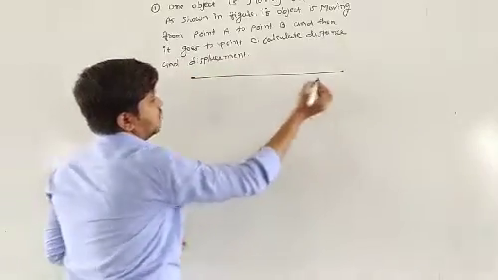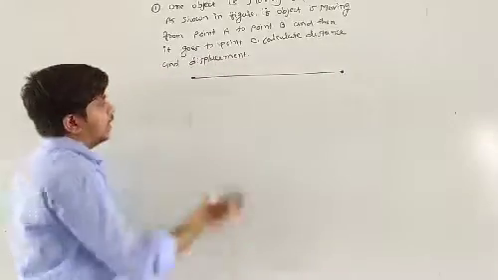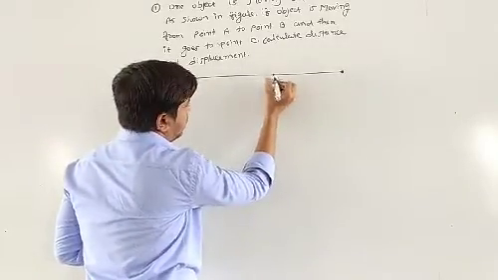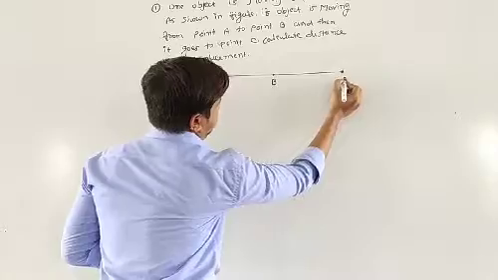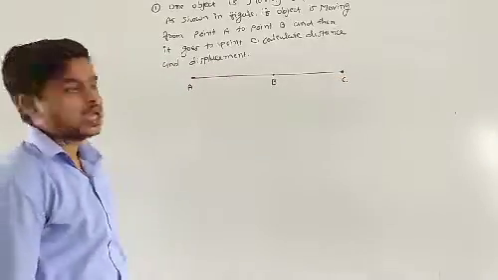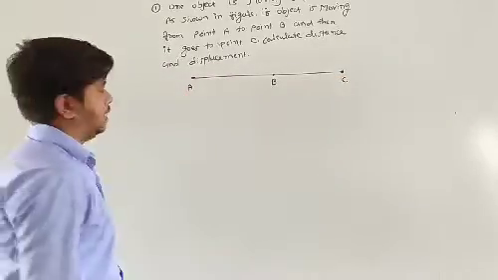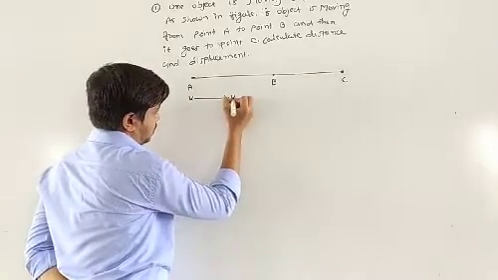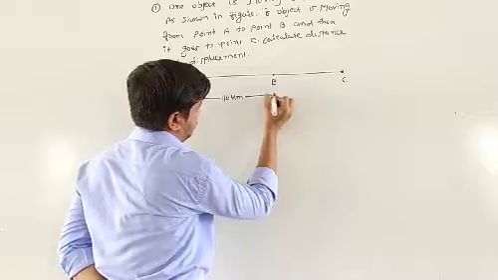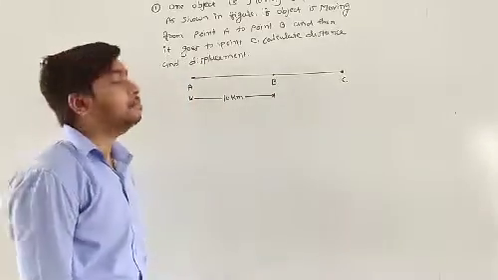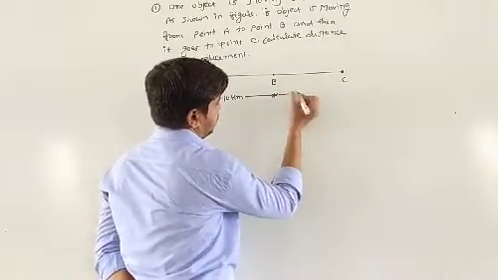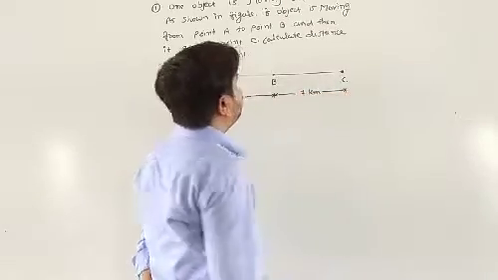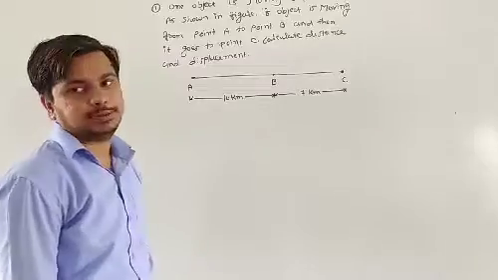An object is moving on this straight path. Here is point A, here is point B, and here is point C. If the distance between A and B is 10 km, and the distance between B and C is 7 km, you have to calculate the distance and the displacement.